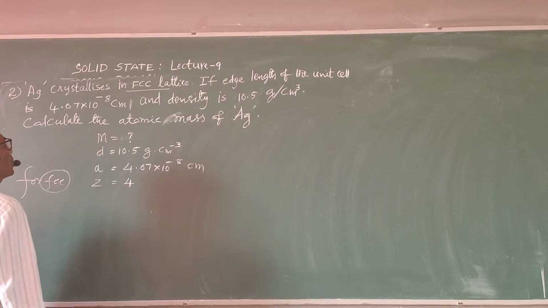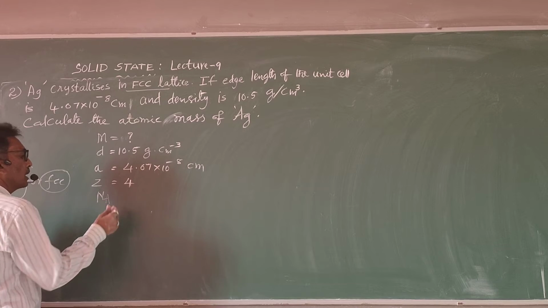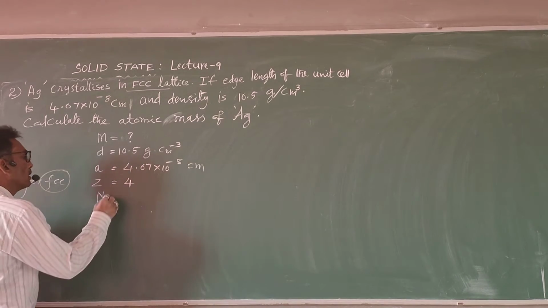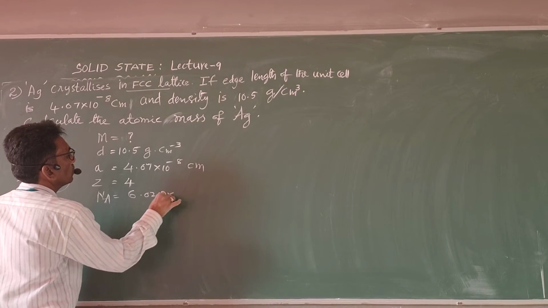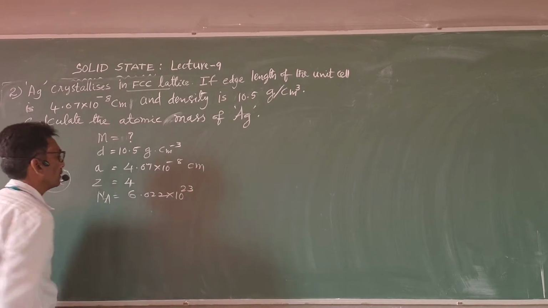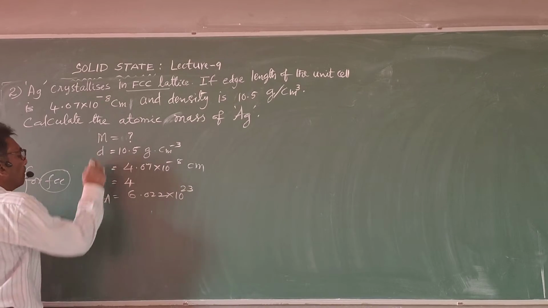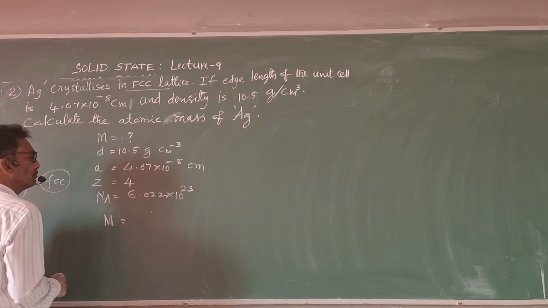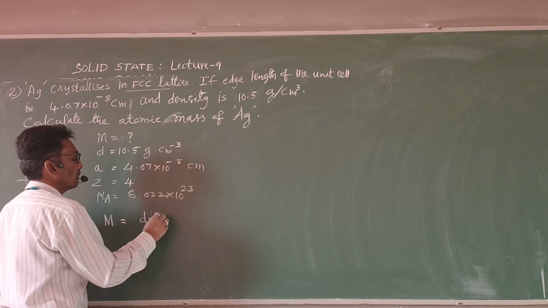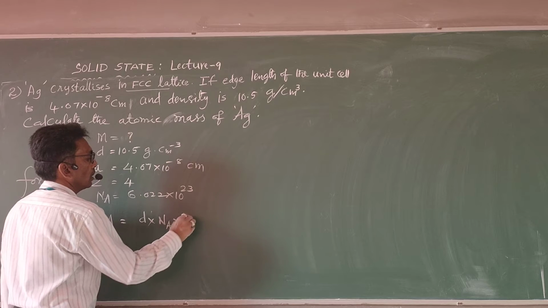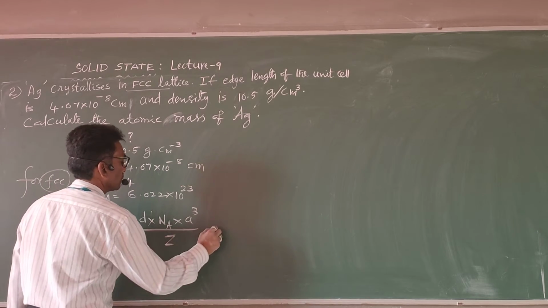Now the formula, what is to be calculated? Mass. And Avogadro number Na is in our hands, that is 6.022 into 10 raised 23. No units to that one. Come to formula M. M is equal to, as usual, density into Avogadro number into a cube over number of particles.